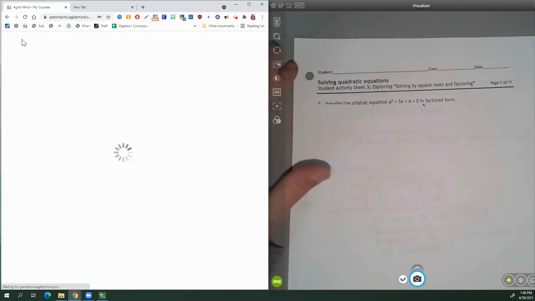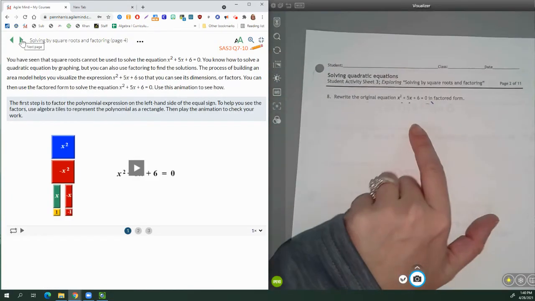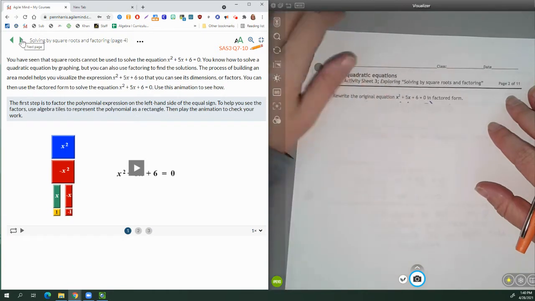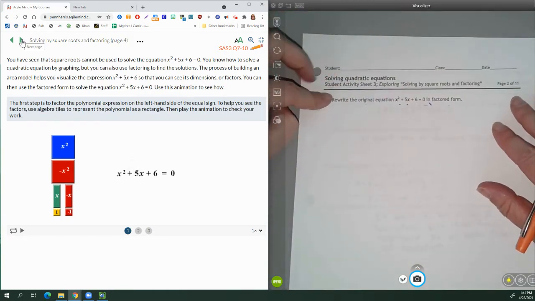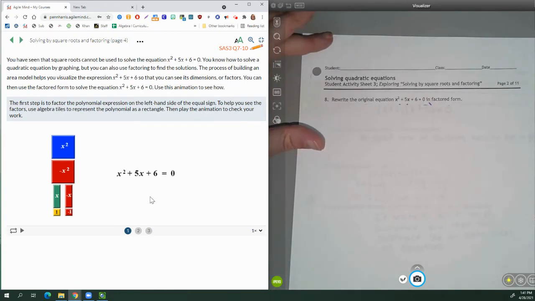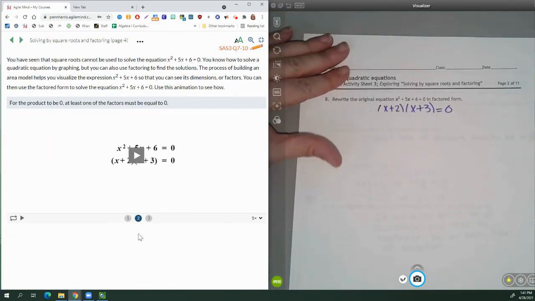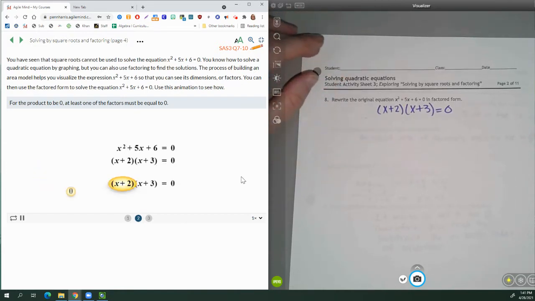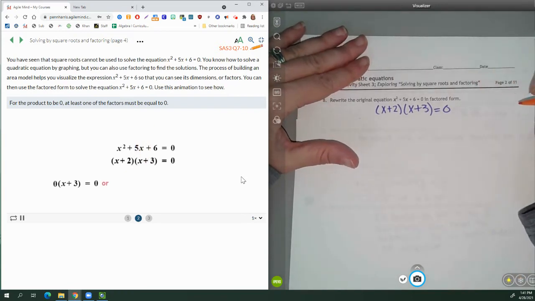Okay, if we take a look at question number 8, this is the problem that we just said we cannot take the square root of. So we're going to have to solve it a different way. So the first thing that they ask us to do is to rewrite this in factored form. Okay, and I've already factored this for us. And I got x plus 2 and x plus 3. This is something you guys already know how to do. This was our diamond problem.